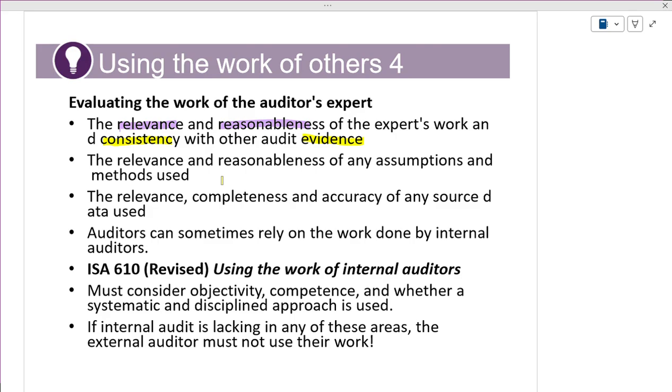They have to mention the relevance and reasonableness of any assumptions they have taken and any methods they have used, and the accuracy of any source of data used. They should give the evidence of the source of data completely. Auditors can sometimes rely on the work of internal auditors.